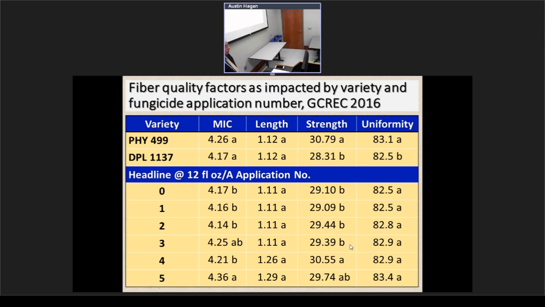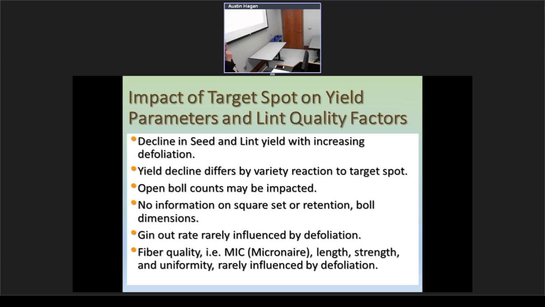We've also looked at fiber quality. Of course, this adds or can detract from the value of the lint. If you look at the 0, 1, and 2 application programs with Headline, there's really no difference in micronaire, fiber length, fiber strength, or uniformity. Now, if we get the fungicide numbers up all the way, we can show some differences. But there's really not that much impact of the disease on fiber quality.